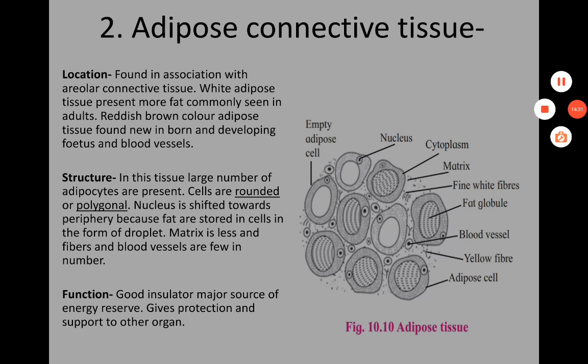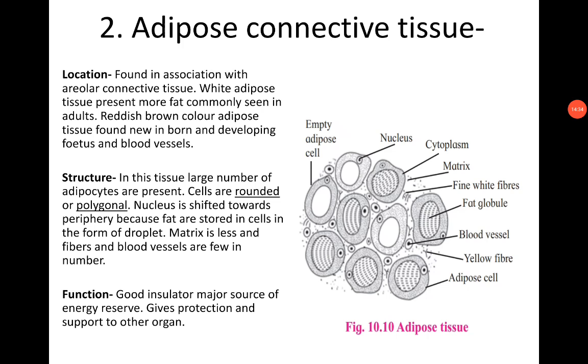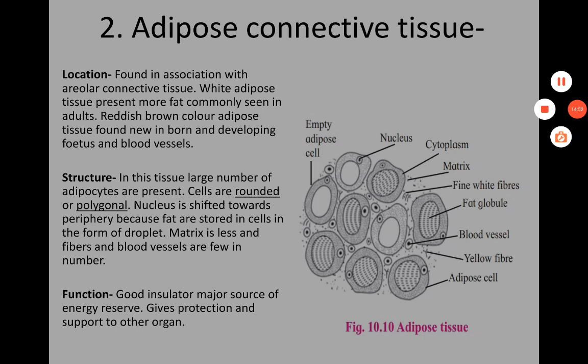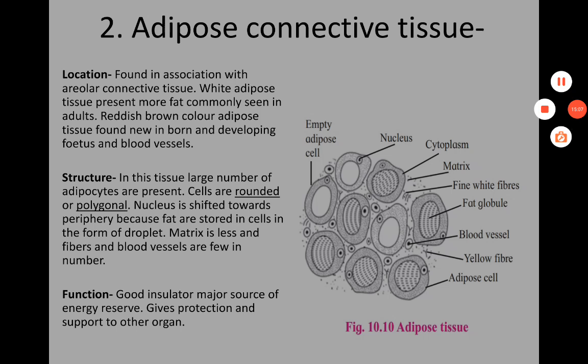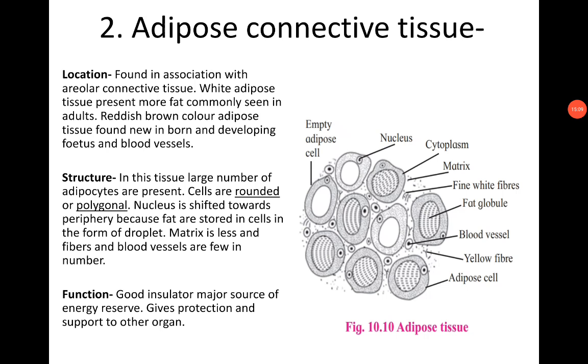When the body system needs energy and no food is present inside the body, in this condition this reserve energy in the form of adipocyte fat is used in an animal body in extreme conditions. It gives protection to an organ, and also support to the organ. This is a function of adipose connective tissue.